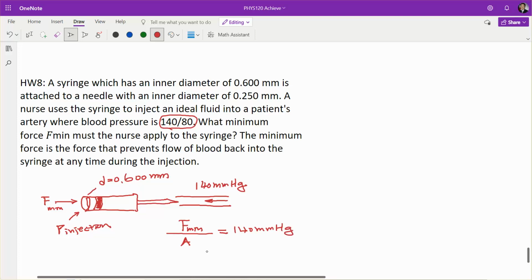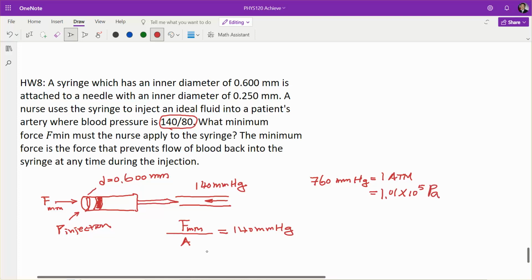Well, this force here is in Newtons. The area is going to be changed to meters squared. It's not the same unit as the one you see, which is millimeters of mercury. So you need to do a unit conversion. For this one, you're going to use 716 millimeters of mercury equal to 1 atm, and this 1 atm is equal to 1.01 times 10 to the fifth Pascal.